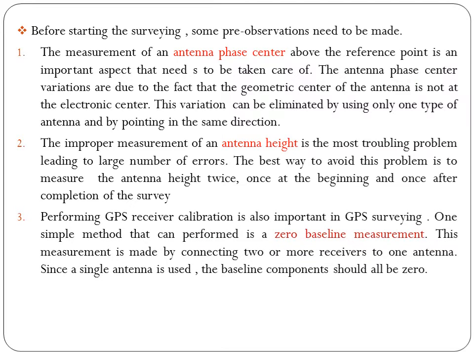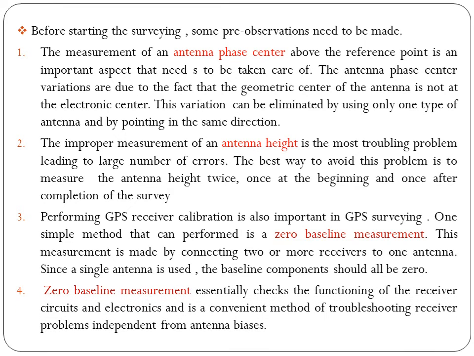The third one is that performing GPS receiver calibration is important in GPS surveying. One simple method that can be performed is by using a zero baseline measurement. This measurement is made by connecting 2 or more receivers to one antenna. Since a single antenna is used, the baseline components should all be 0. The zero baseline measurement essentially checks the functioning of the receiver, its circuits and electronics, and it is a convenient method of troubleshooting receiver problems independent of the antenna biases.